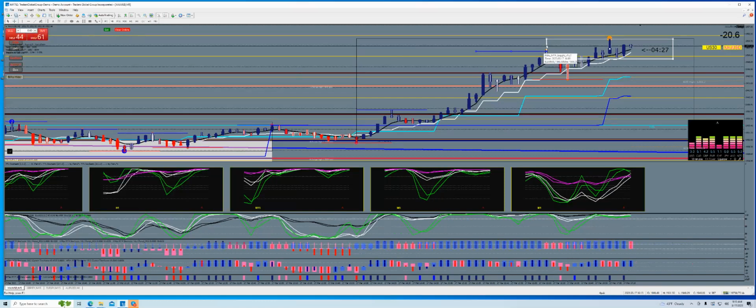So we have one push up, two pushes up, three pushes up, then we got nowhere. This is the fourth push up. Let's see what happens.